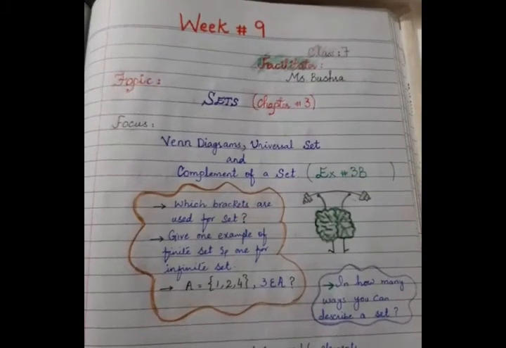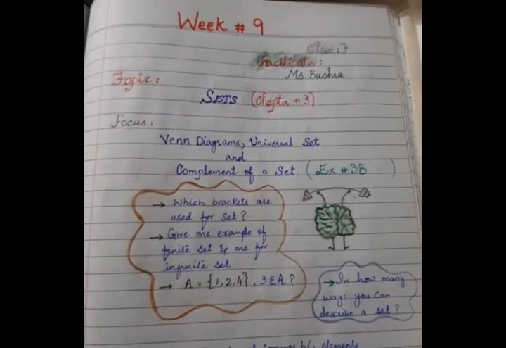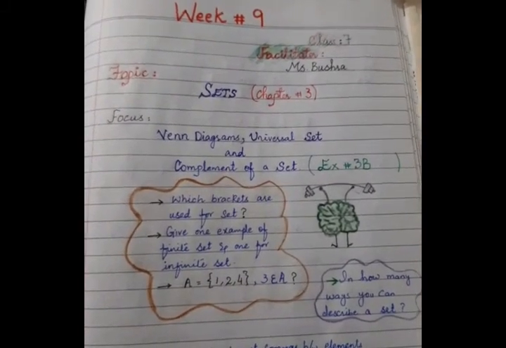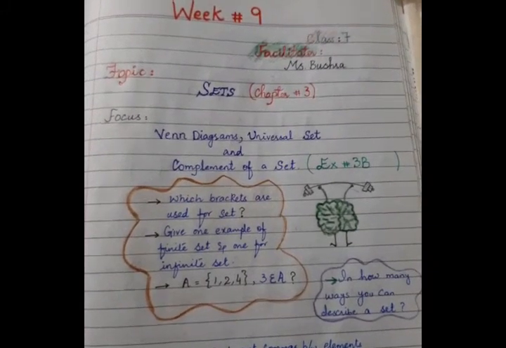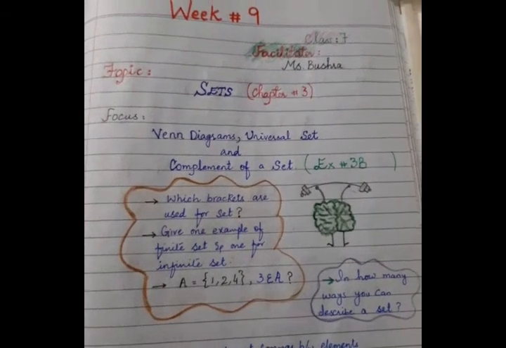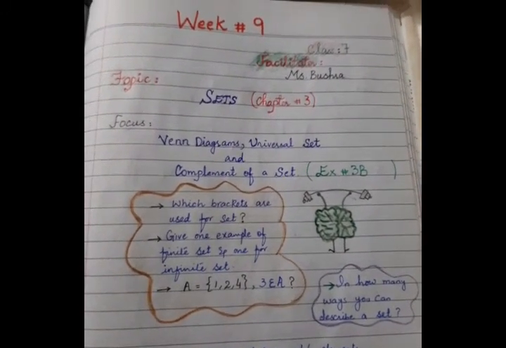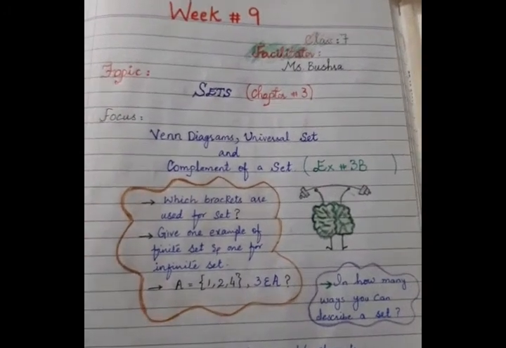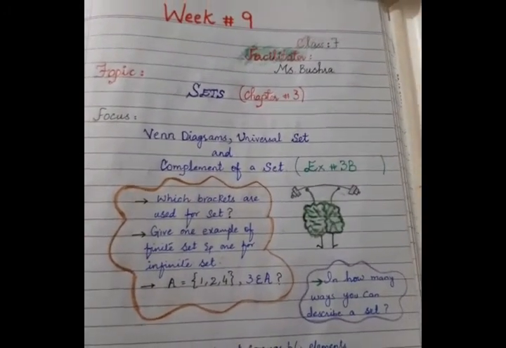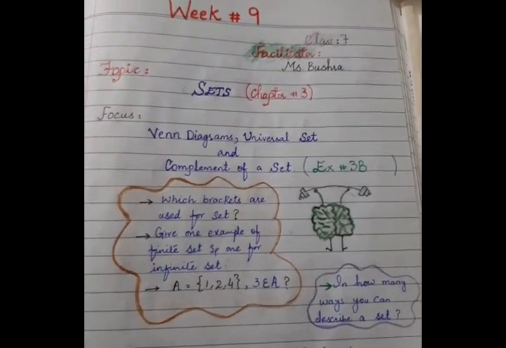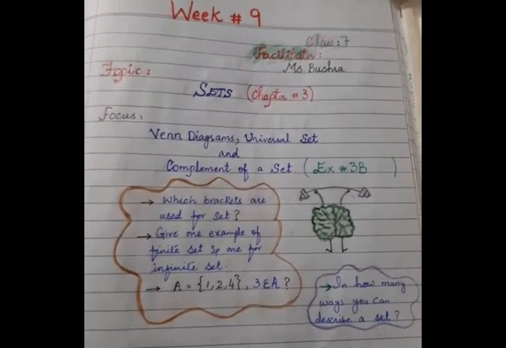Before we start today's lecture, let's start with some brainstorming. I'm going to ask a few questions and you are going to write the answers in your assignments before solving the questions given in it. My first question: which brackets are used for sets? My second question: give one example of a finite set and one of an infinite set.